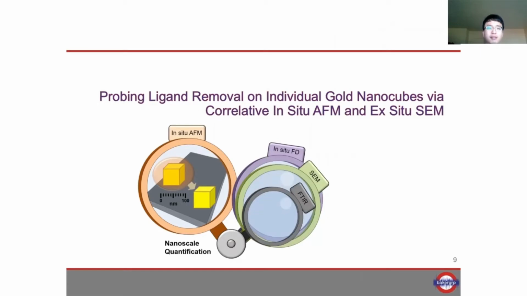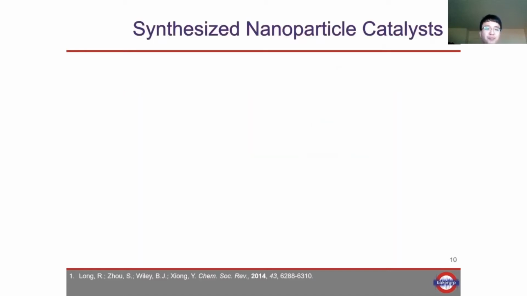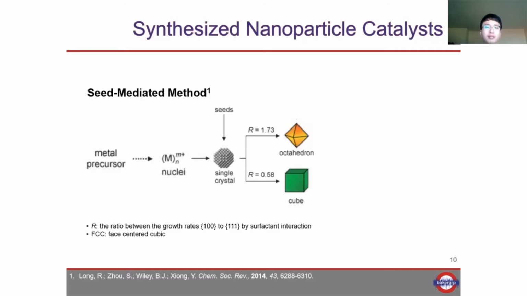In this second study, gold nanocube was utilized as a model system due to the simple and symmetric geometry in nanoscale. And in the platform of model system of nanocubes, the CTAB adsorbed on the gold nanocubes was characterized with various microscopies. One well-known method to synthesize nanoparticle catalyst is seed-mediated method.